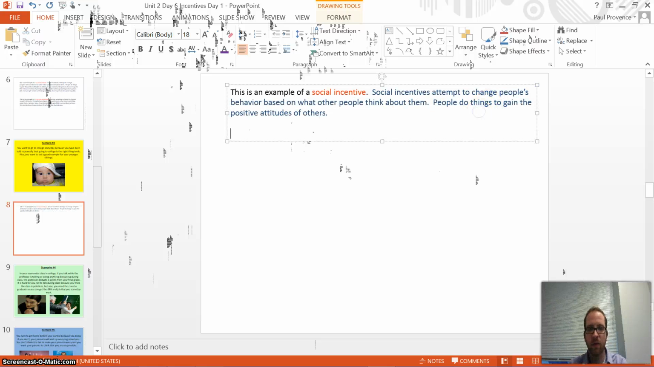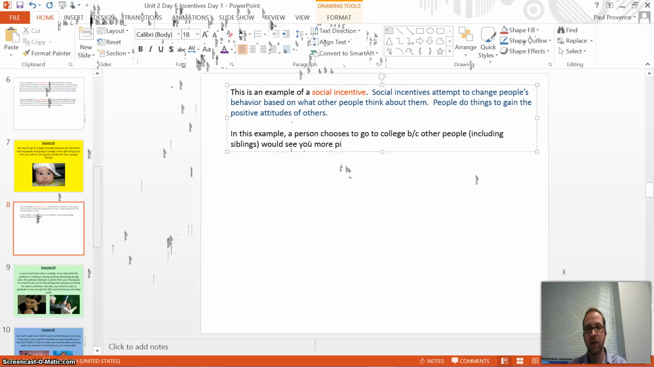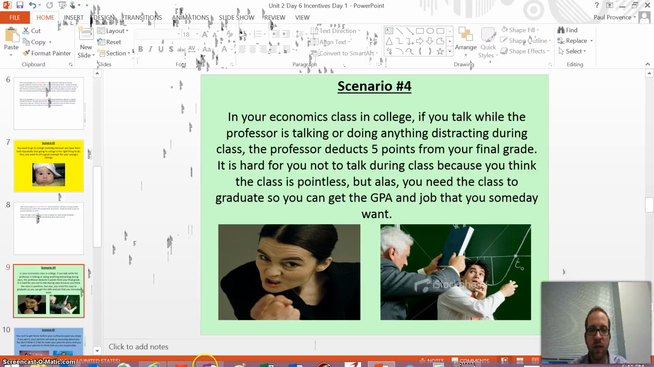In this example, a person chooses to go to college because other people, including siblings, would see you more positively, look up to you if you go. All right, and that's it. So here are the rest of the scenarios. You should pause because I'm not going to let it sit forever. As I show each scenario, you should pause it and then do the same thing on your own paper.